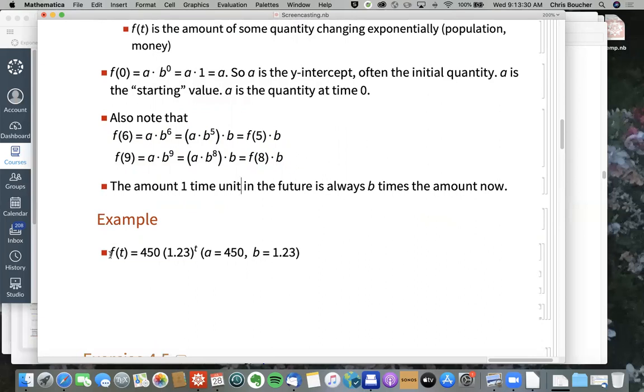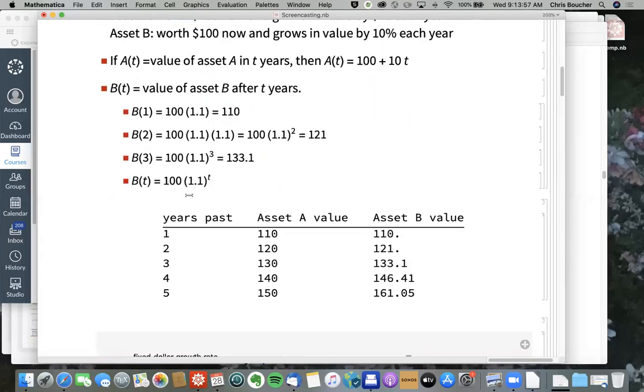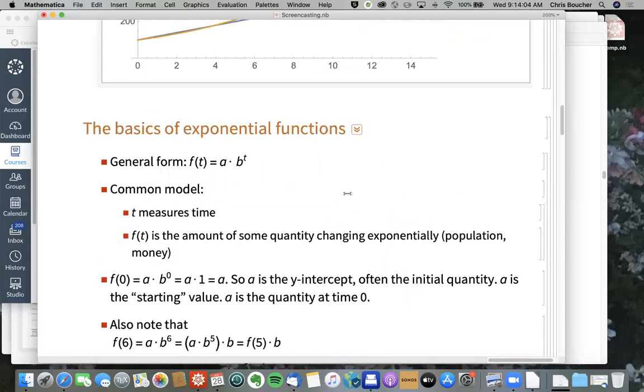All right, so let's look at an example. Here's an exponential function, right? It has the form a b to the t. a is 450, it's the number out front. b is 1.23, right? So right off the bat, I can see that if this is modeling a changing quantity, the initial amount of the quantity is 450, and the quantity grows by 23% per time unit. I can read that right off the form of the function without doing any math. Up in our earlier example here, we had an initial amount of 100, and the 1.1 came from the fact that it was 10% growth per time period.